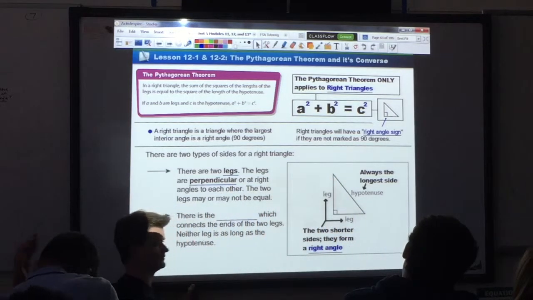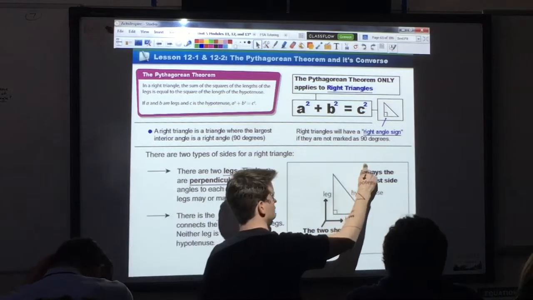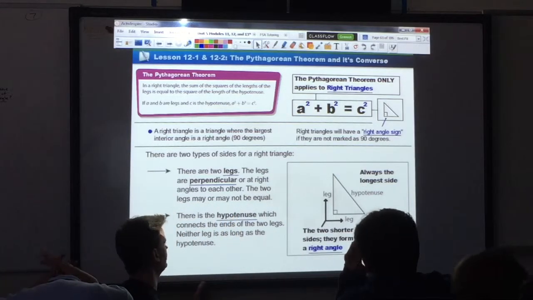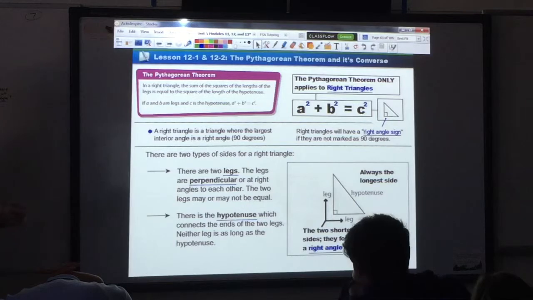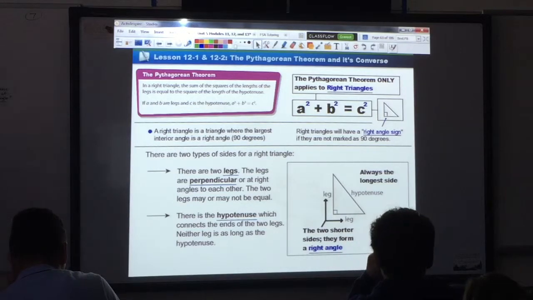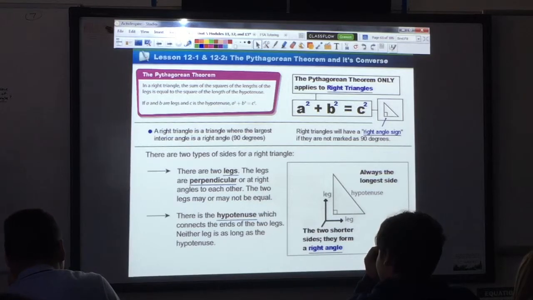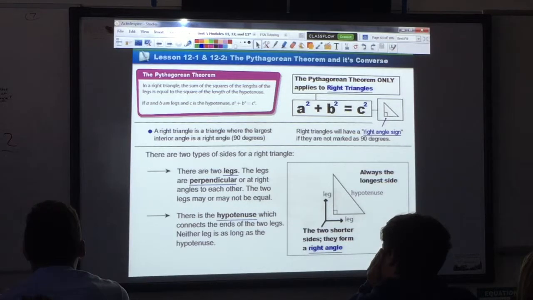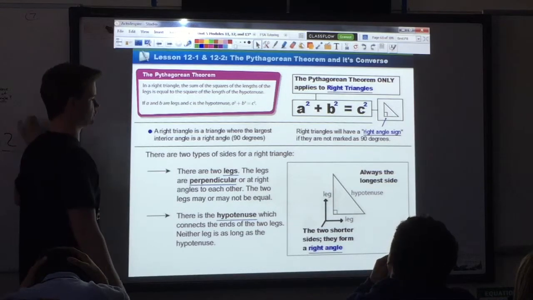The long side is always the longest side. That's important to know as well. It's known as the hypotenuse, and it will always be the longest side. It connects the ends of the two legs. None of the legs will ever be as long as the hypotenuse. Which means if I gave you three numbers, 7, 15, and 12, which of those numbers has to be the hypotenuse? 15. The hypotenuse will always be the largest number. These two will represent the legs. Always, always, always the largest number, that's the hypotenuse. We'll come back to why that's important later on.